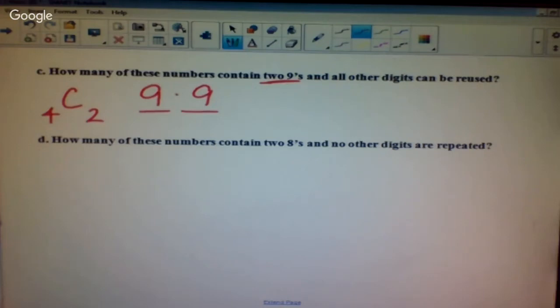And finally, D, how many of these numbers contain 2 8s? So 2 of my slots have to be filled with 8s. If I pull out an 8, not 8, I have 9 left, and then I can't repeat, so then I only have 8 left.